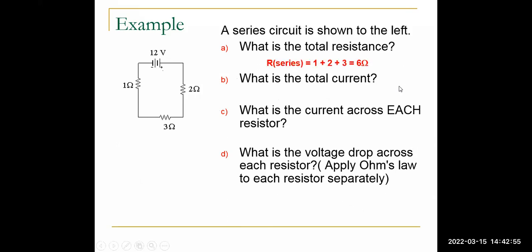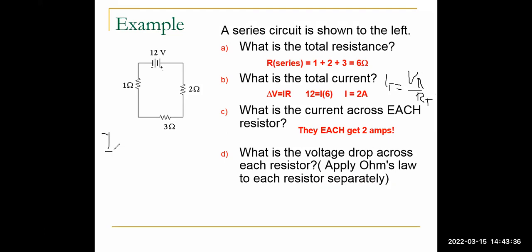So the total resistance is 1 plus 2 plus 3, which is 6 ohms. What is the total current? Using our formula, IT is equivalent to VT divided by RT. What is the current across each? Since there is only one flow, they all get the same 2 amperes. The total IT is equivalent to I1, which is equivalent to I2 and I3. So they each get 2 amps.